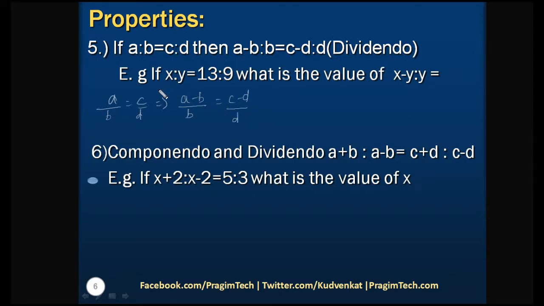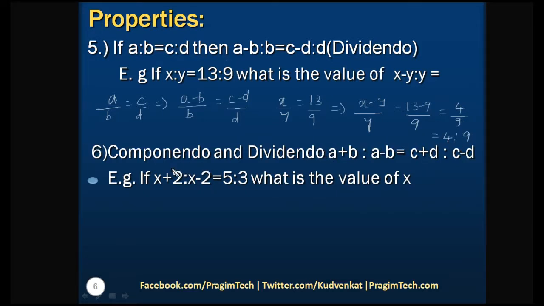So let's consider an example. If X is to Y is equals to 13 is to 9, then what is the value of X minus Y is to Y? According to this property, we can write it as X by Y is equals to 13 by 9, which implies X minus Y by Y will be equals to 13 minus 9 by 9, or we can write it as 4 by 9. So its value is 4 is to 9, right?